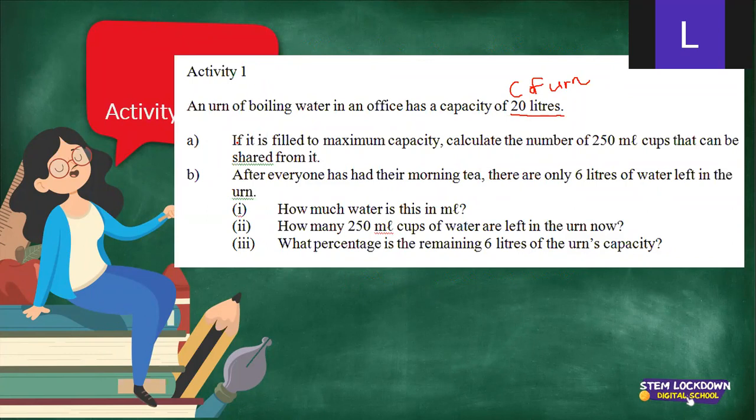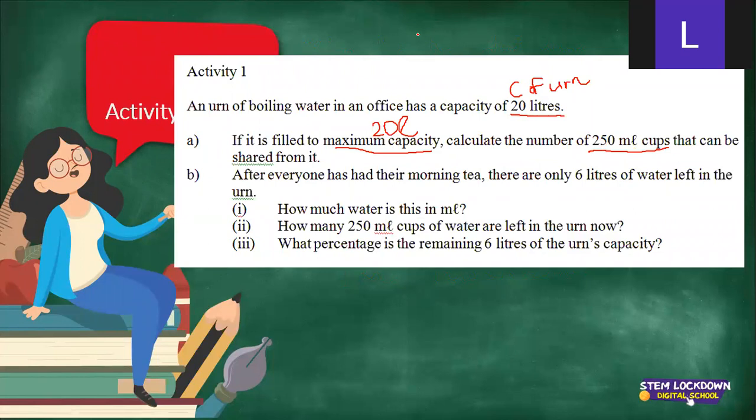Now the question says, if it is filled to maximum capacity, that means to full capacity, which is the amount it can hold, 20 liters, calculate the number of 250 ml cups. So this is the capacity of the cup that can be served from it. In other words, we want to know how many 250 ml cups I can get from 20 liters. How many 250 ml cups will I be able to get from 20 liters? So that is my question.